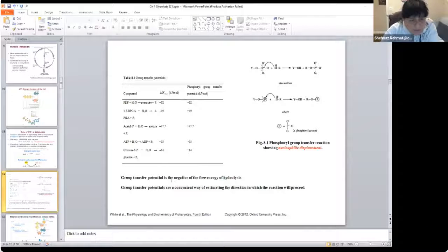So as such, group transfer potential is the negative of the free energy of hydrolysis, which is always denoted by delta G prime. So this is the potential which is always given in the positive way. So these are convenient ways of estimating the direction in which the cell will proceed. Okay? So here is very clearly how the transfer reaction using nucleophilic displacement will transfer a phosphoryl group from one of these compounds to another substrate.